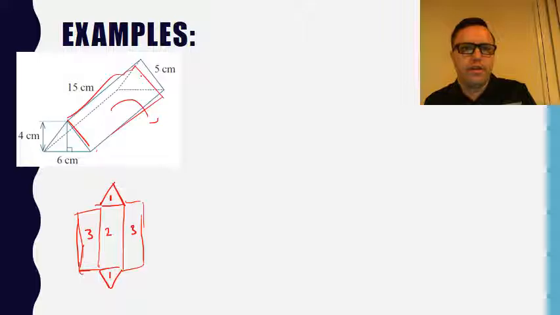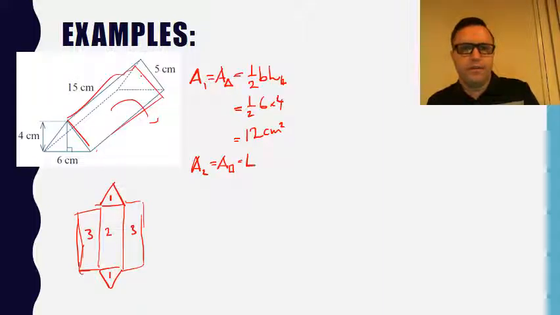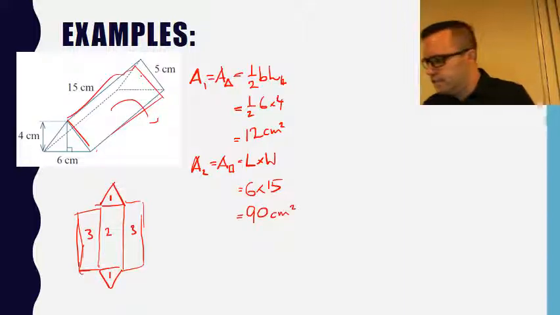Our area 1 pieces are equal to the area of a triangle, which is half base times perpendicular height, so that's half times 6 times 4, which is 12 centimeters squared. Area 2 is equal to the area of a rectangle, which is length times width. For this bottom one, that's 6 times 15, which you'll find is 90 centimeters squared. Let me check. Yes, 90.